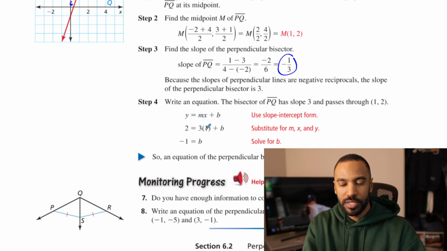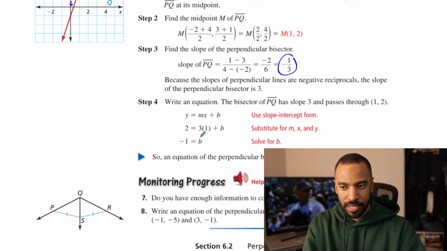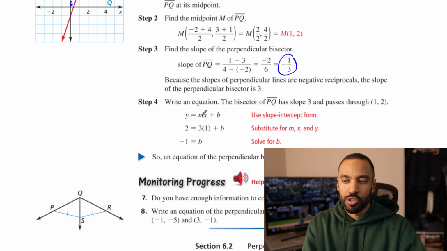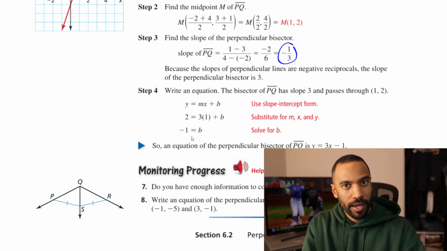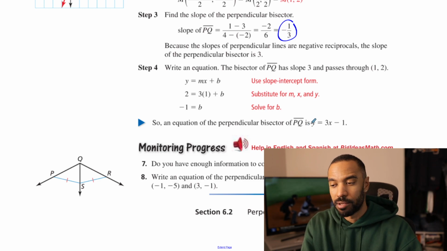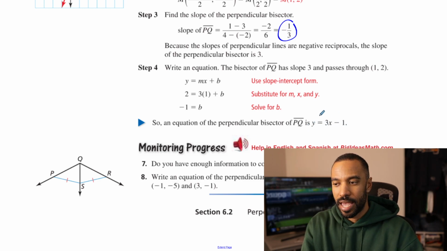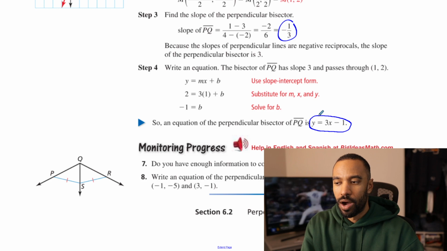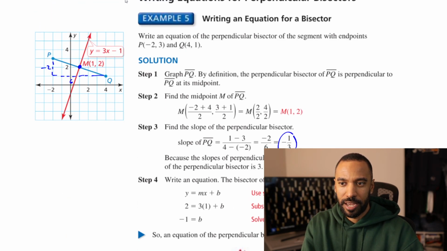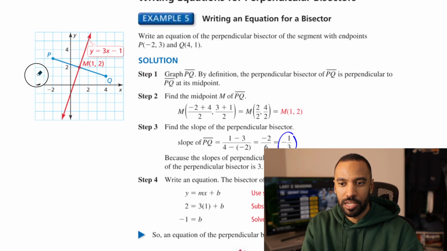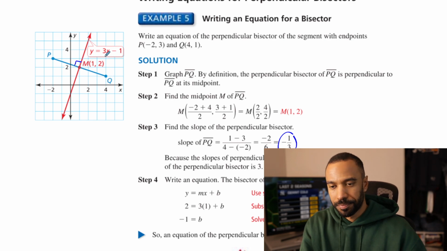M is their slope, 3 times 1 is 3, subtract 3 from both sides, you get a b value of -1. So if your m is 3 and b is -1, your final equation in slope-intercept form is y equals 3x minus 1. That's the equation that would be the perpendicular bisector of segment PQ. It cuts through the middle, and it goes at a right angle.